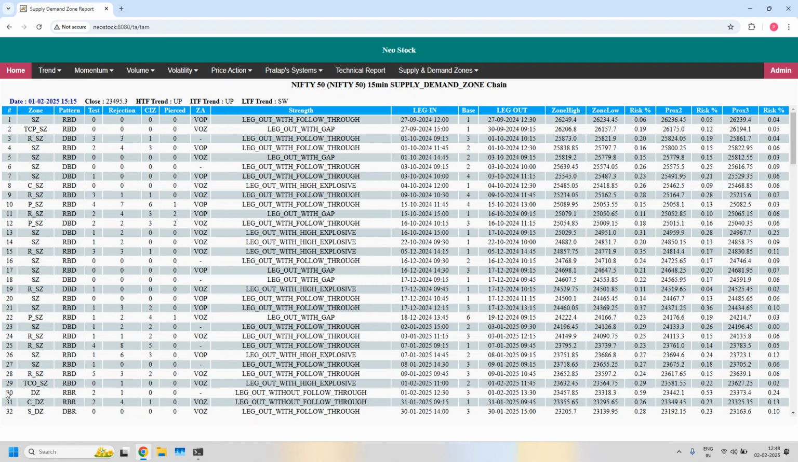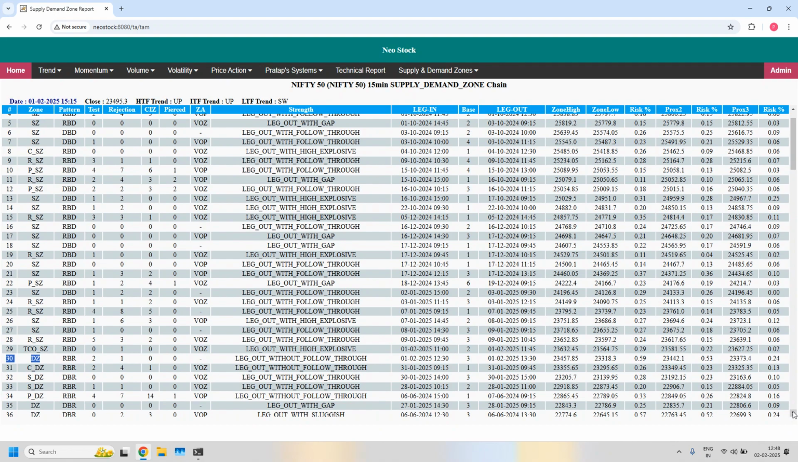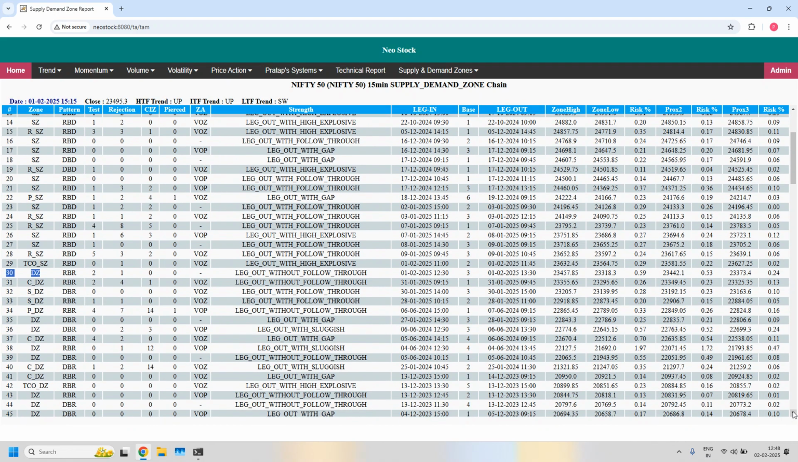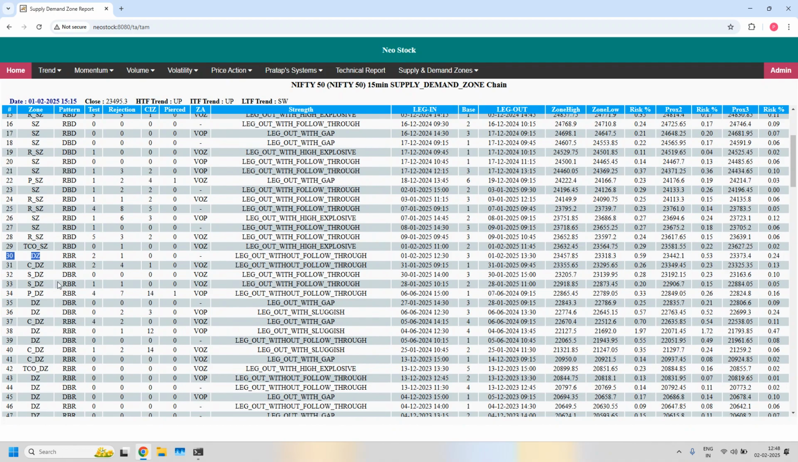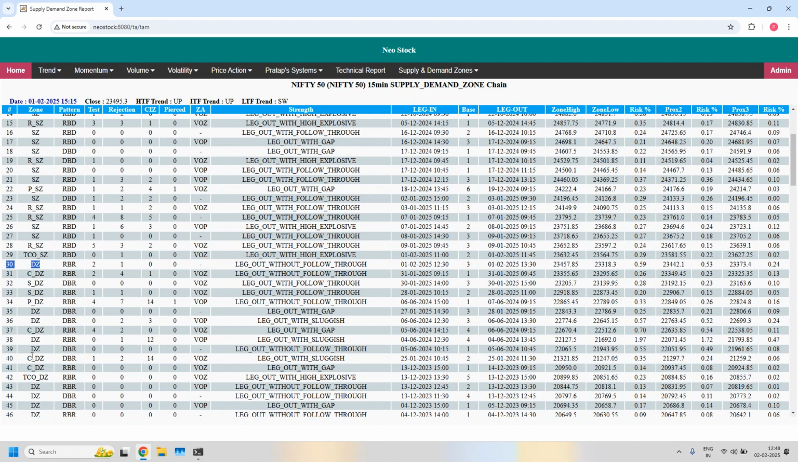And at item serial number 30, we have a demand zone nearest to the current closing price. I am scrolling the list so that I can keep the demand zone in the center. Okay, all these demand zones are below the current demand zone, and all these supply zones, 29 and above, are the supply zones. The nearest demand and supply zones are at serial numbers 28, 30 and 29. This is the 15 minutes time frame.